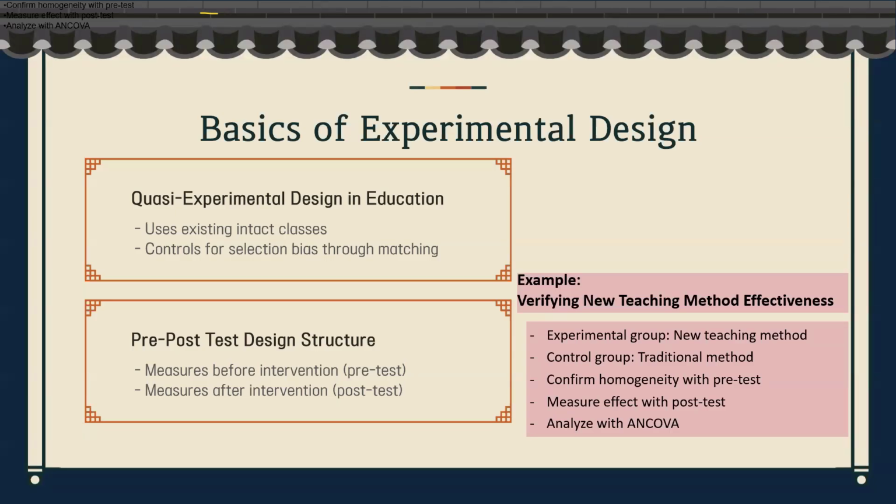Let's focus on quasi-experimental design. It uses existing intact classes. This design often uses a pre-post-test structure. You measure the dependent variable before the intervention and after the intervention. You can then analyze the data with ANCOVA to statistically control for any initial differences between the groups.